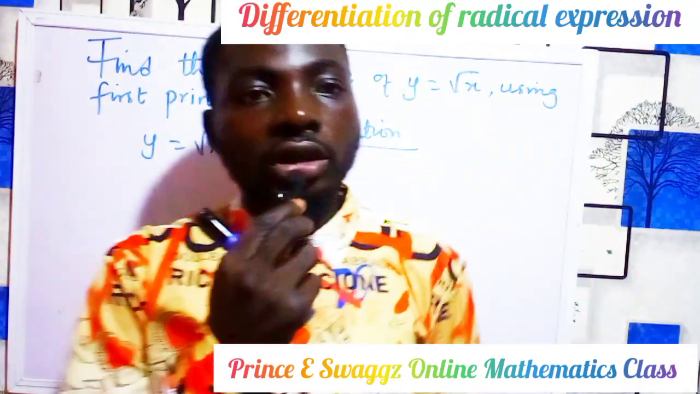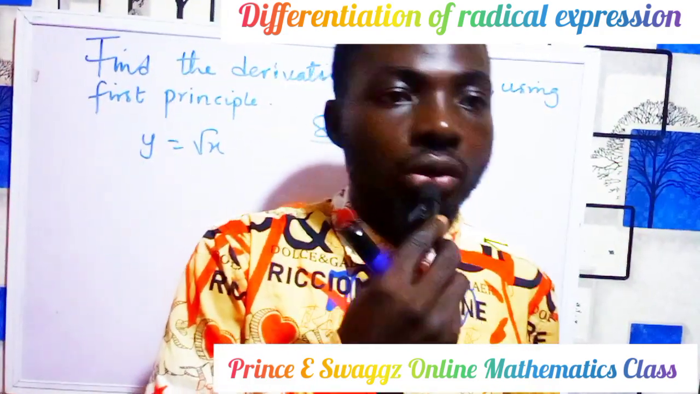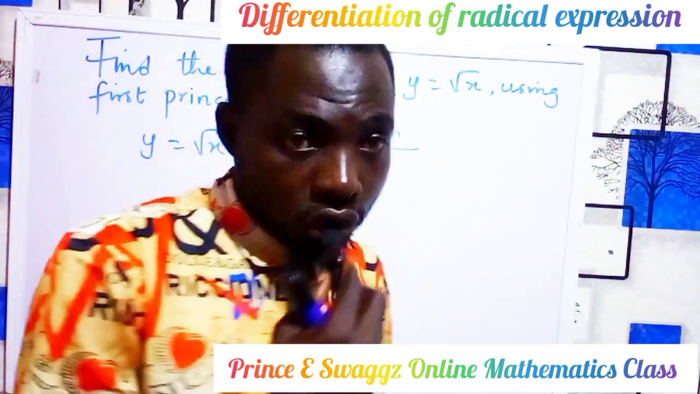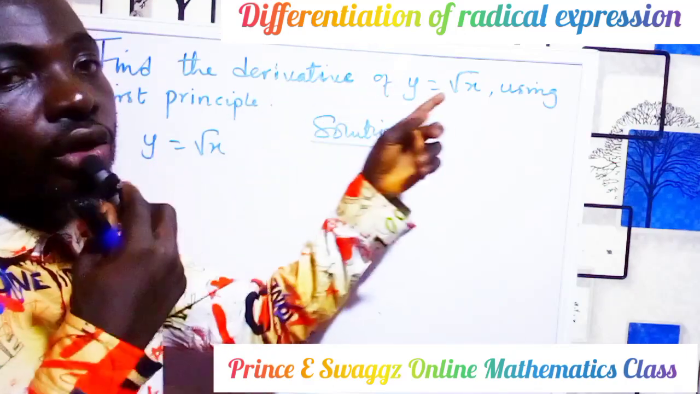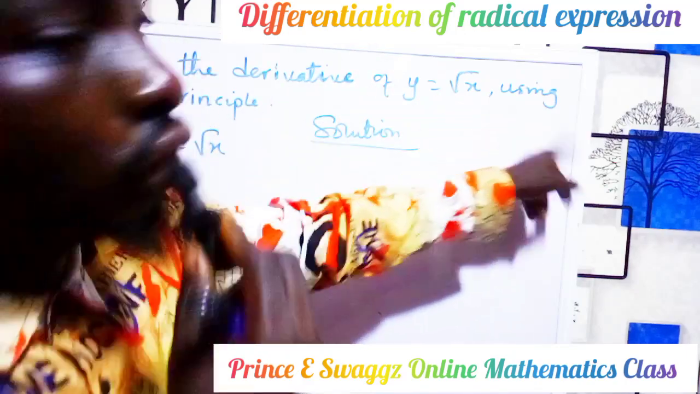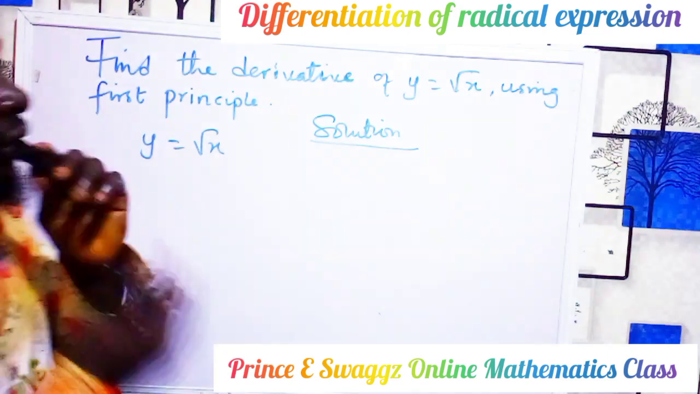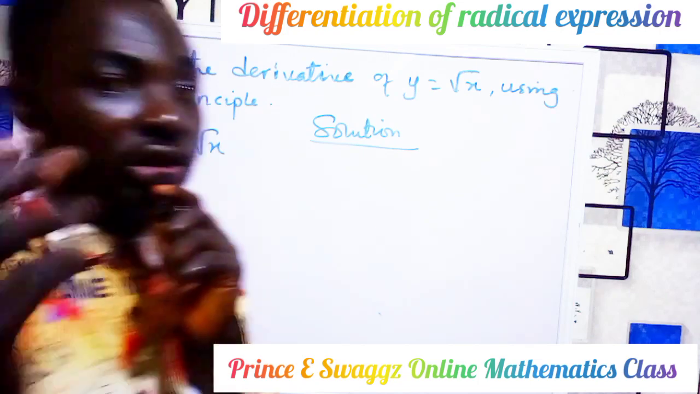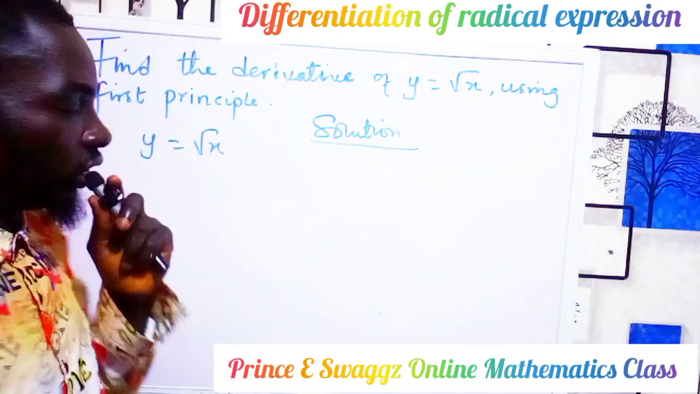Today we'll be finding the derivative of a radical expression using first principle. Now you have to find the derivative of y equals square root of x using first principle. And how do we go about that? Now, there are two ways of solving this, but I'll use the easiest way. And the easiest way is this.